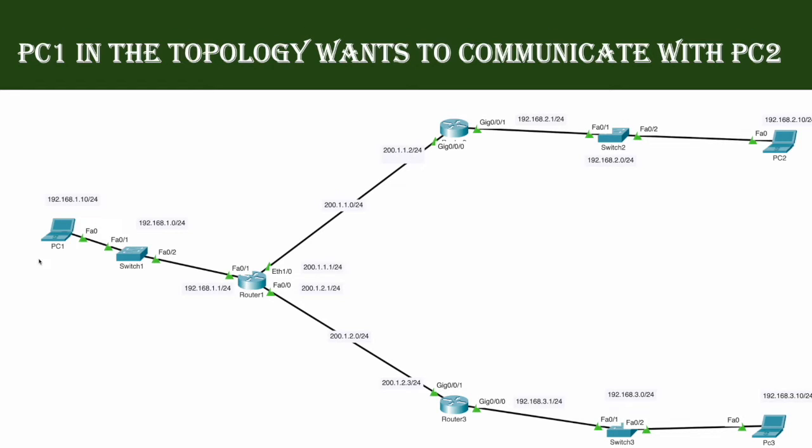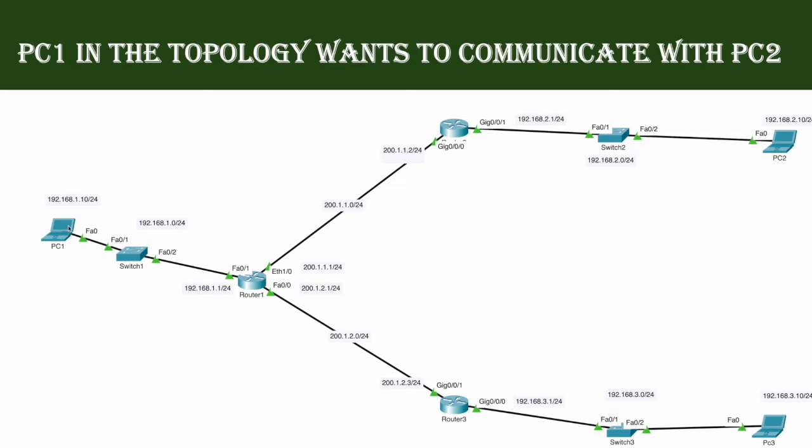Now the problem is, how does a PC identify the MAC address of router 1's FA01 interface? It identifies it by sending an ARP broadcast. So it sends an ARP request, which is a broadcast to this particular segment, telling it: tell me who has the IP address 192.168.1.1, and I am in need of the MAC address of that.